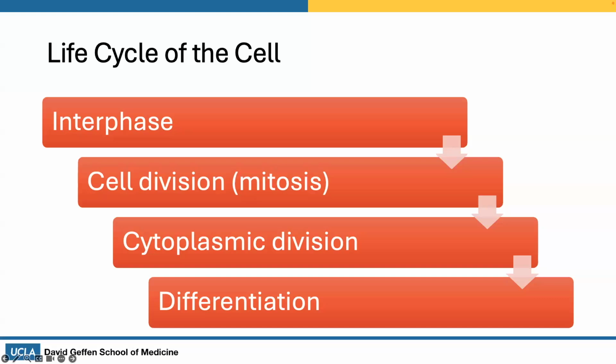And in this stage, most importantly, DNA is replicated. The cell makes an exact copy of DNA before it gets ready to divide. In the next stage, which is called cell division or mitosis, is the process of dividing the nucleus. So during mitosis, the duplicated chromosomes are carefully separated into two identical sets.